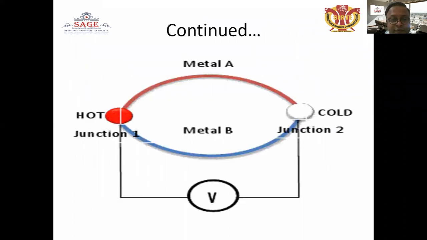This is the diagram where it will be clear. Hot junction is shown by the red symbol, and the cold junction is shown in white color. And when the two dissimilar materials, this is the copper, this is the nickel.